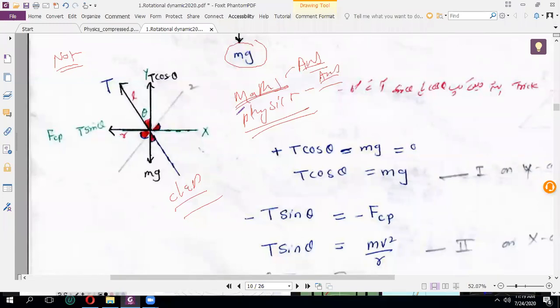I hope you understand this part. So we are going very slow, and physics is a very tough chapter, but physics is very easy if you understand the basic concept.